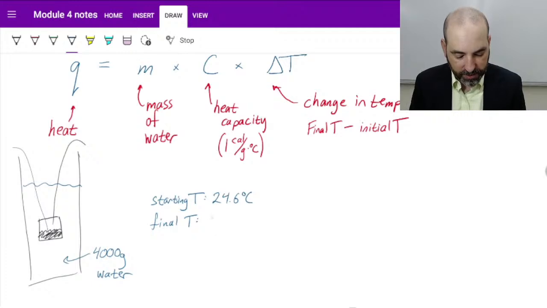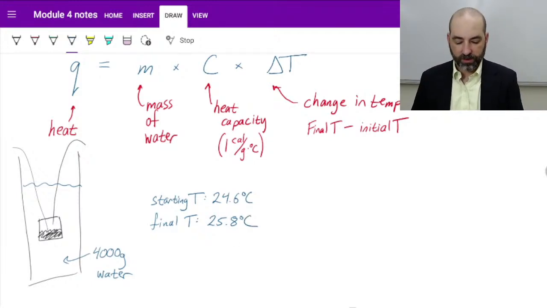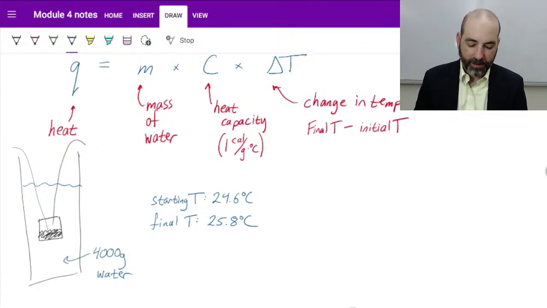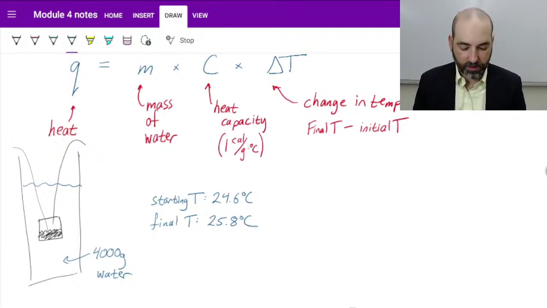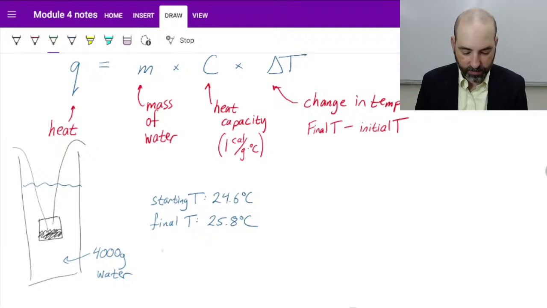So our final temperature in the water, let's say, is 25.8 degrees C. So we started at 24.6, we did the combustion. We haven't talked about the amount yet, but there's however much fuel in there, and it's heated up the water to this much. So now let's use this equation to calculate the heat that was produced.